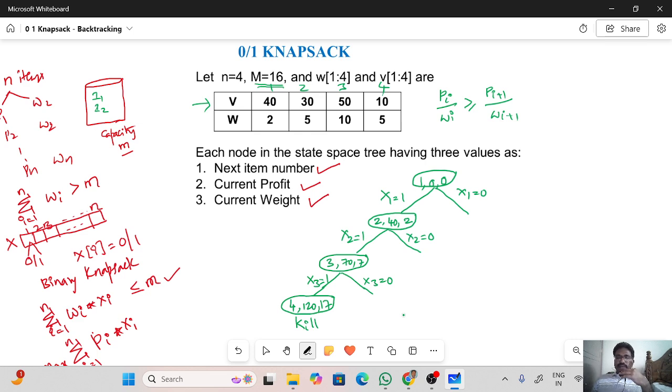Good. Now I am going to check x3 equal to 0. The fourth item. Next I want to consider a third item not placed in the knapsack, only item 1 and item 2. What is the weight I have? Profit is 70 and weight is 7. So now what is the current state weight? 7. So now I am going to think about my fourth item.